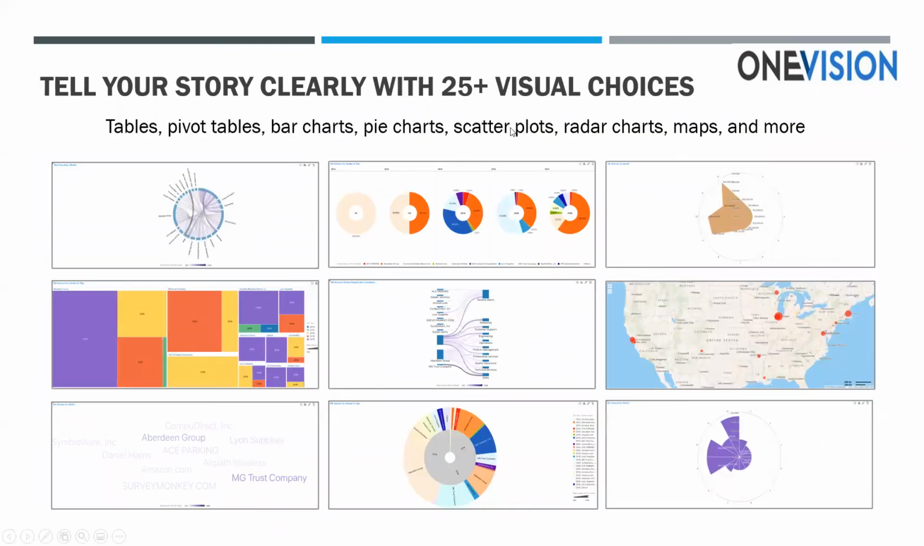And then we also have 25 visual choices. These are different types of graphs that we can create. We have our tables, our maps. We can do a map of the United States, so if we wanted to show different cities, different states, things like that. Scatter plots, radar charts, all these different types of data that can be placed on these IVE reports.